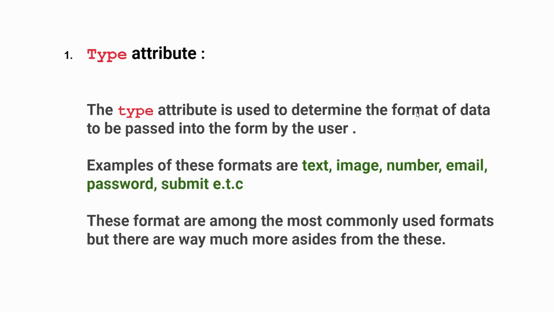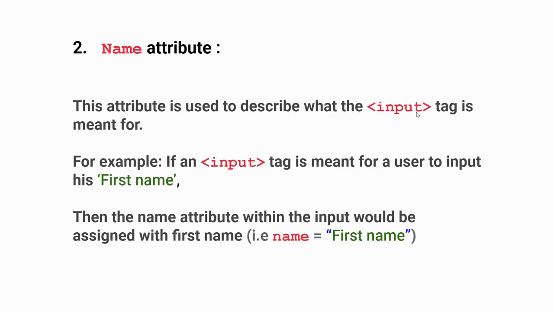So let's go on. So we have the name attribute. This attribute is used to describe what the input tag is meant for. Now, unlike the type attribute we learnt about before, the type attribute is used to describe the format of the type of data that will be passed in to the input tag. But here the name attribute gives more meaning to what the input tag really is all about.